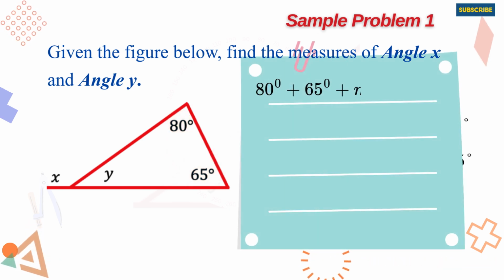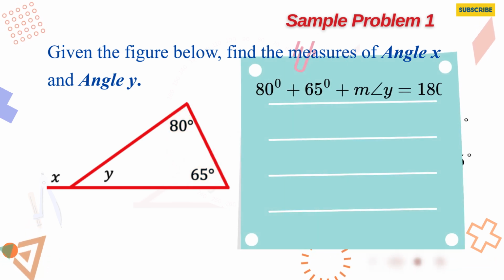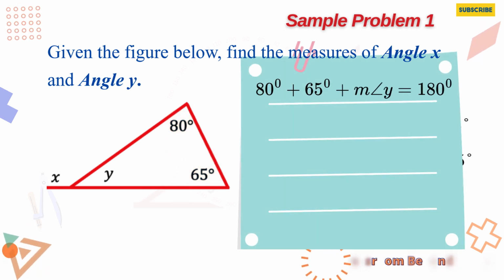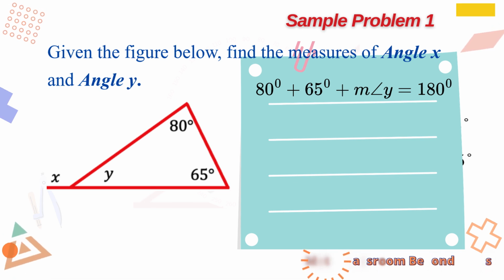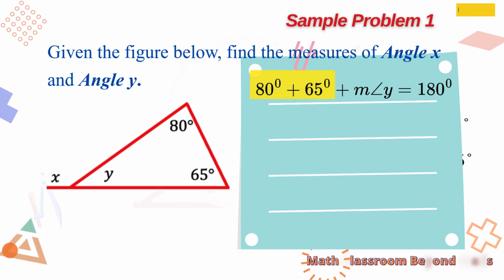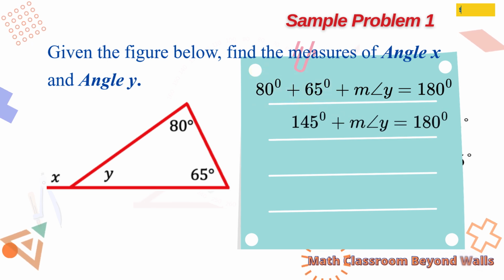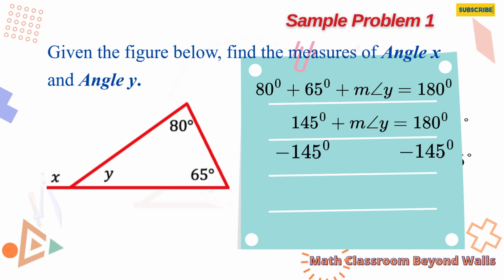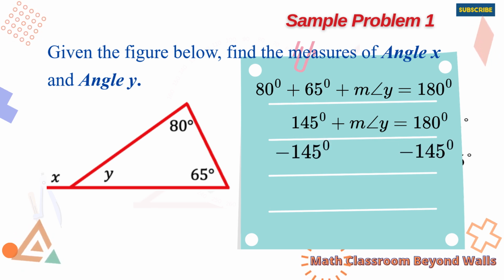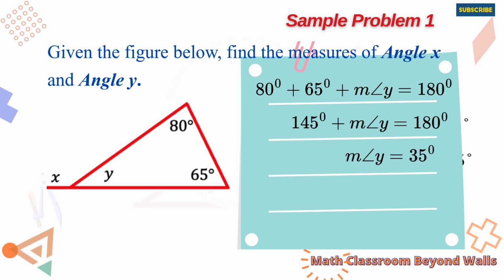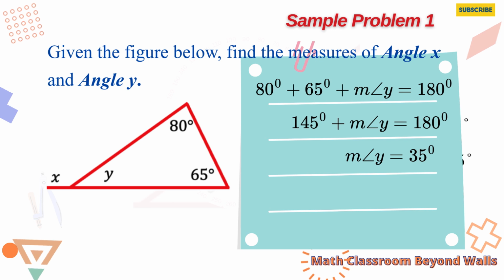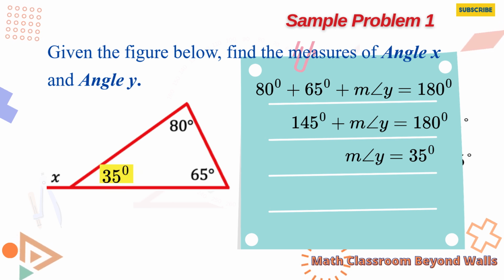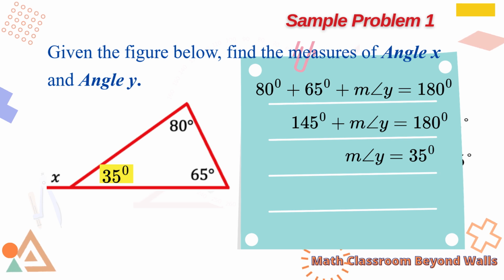So we have 80 degrees plus 65 degrees plus the measure of angle Y equals 180 degrees. Adding 80 degrees and 65 degrees gives us 145 degrees. Subtracting 145 degrees from both sides of the equation gives us 35 degrees. So the measure of angle Y is 35 degrees. See, we got the same measure for angle Y.